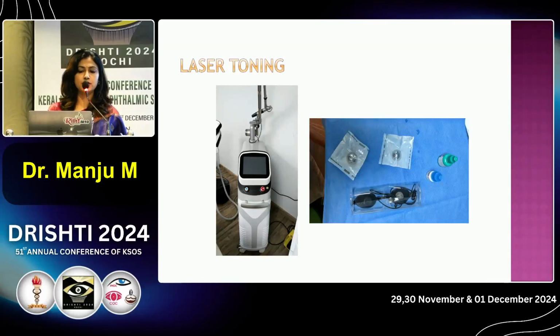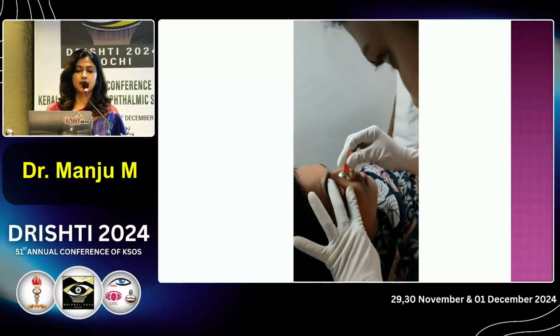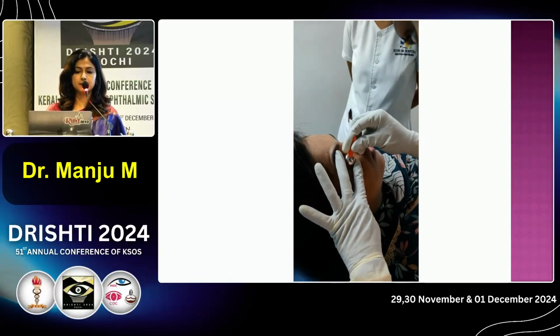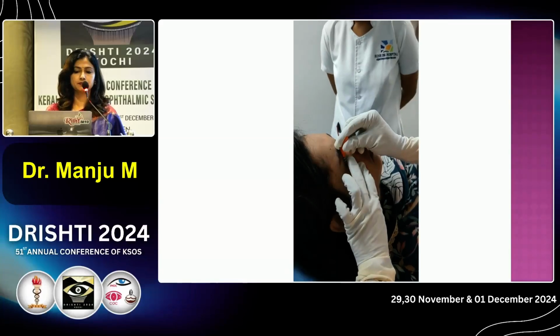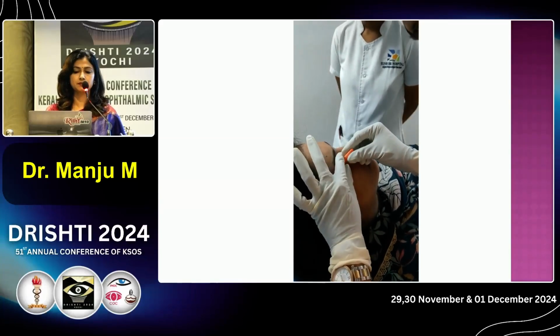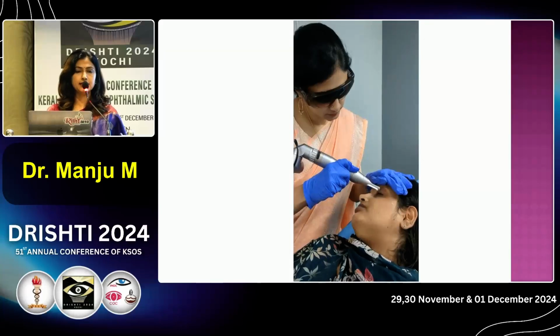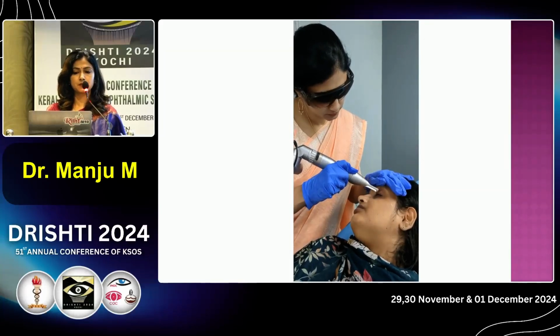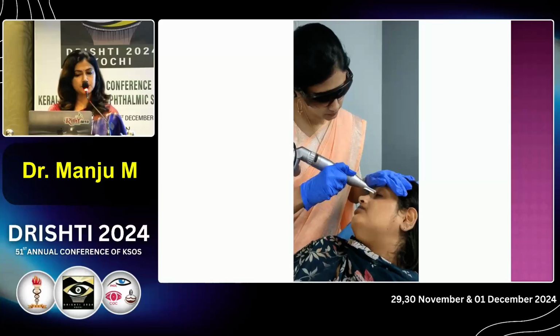Next, laser toning. Before doing laser toning in the periorbital area, we have to protect the eyes with a metal eye shield. Before placing the metal eye shield, we usually anesthetize the area using topical anesthetic solutions. And then we place the metal eye shield. After that, we can do the laser toning. It's a painless procedure, very simple.